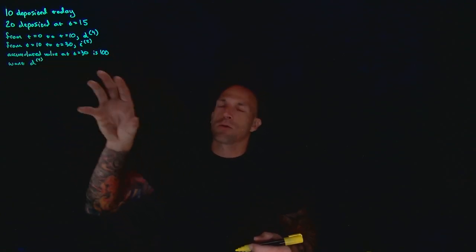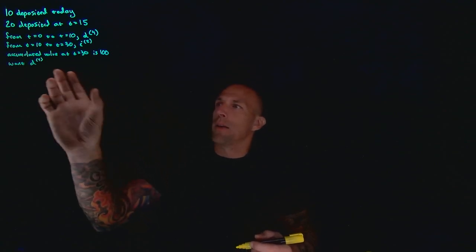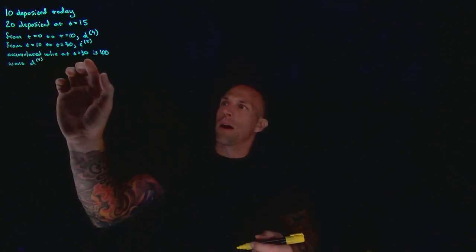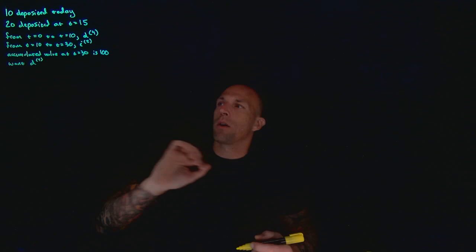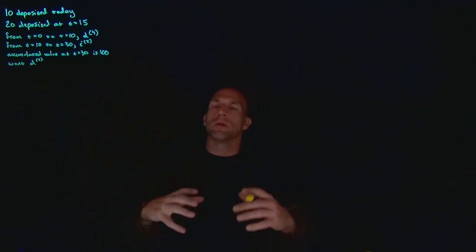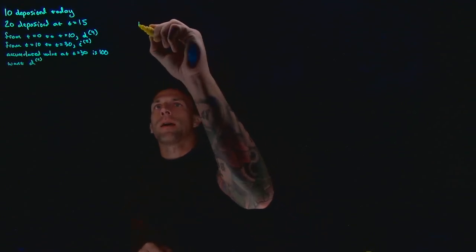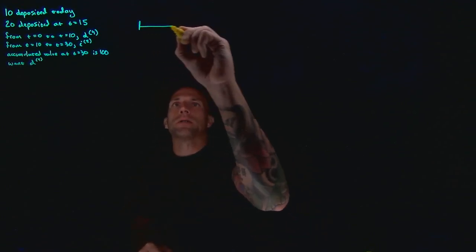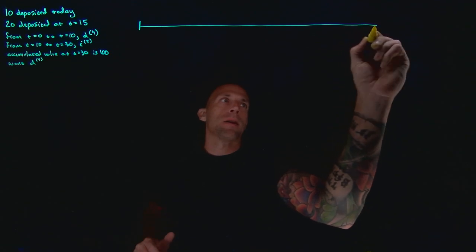We're told that that interest rate is 6%, and that the accumulated value after 30 years is 100, and we want to find this value of D that we're using to compound during the first 10 years. So let's draw out a timeline, get a better sense of exactly what's happening.